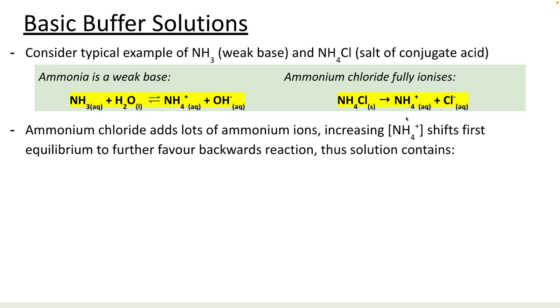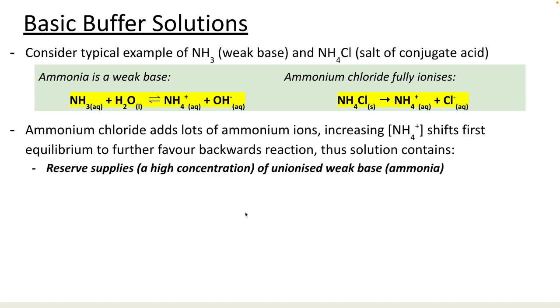Ammonium chloride adds lots of ammonium ions. So fully ionizing, we add lots of this. It pushes our weak base even further to the left, giving us lots and lots of that as well. And we have all our reserve supplies that we can summarize here.